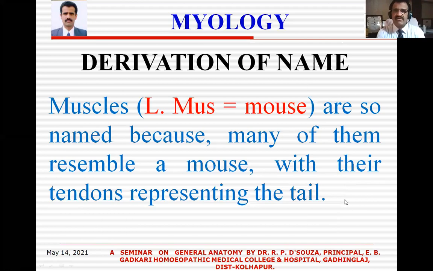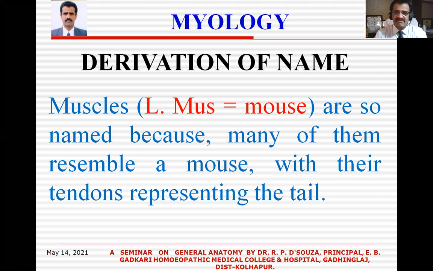What is the derivation of name actually here? That means how the name of muscle has been derived. It comes from the Latin word mus, and mus means mouse in English. Mouse means rat, common name. The muscles are named because many of them resemble a mouse. Somehow they look like a mouse with their tendons representing the tail. The muscles usually have a tendon and it looks like a tail of a mouse.